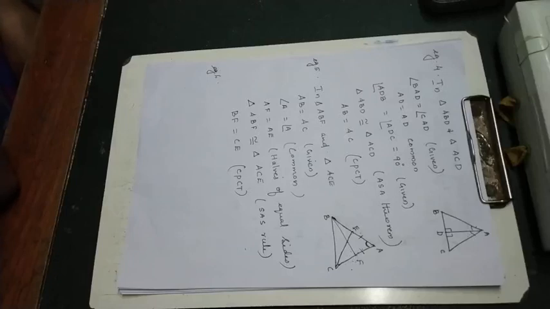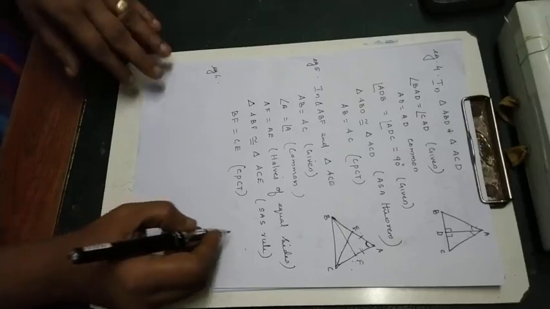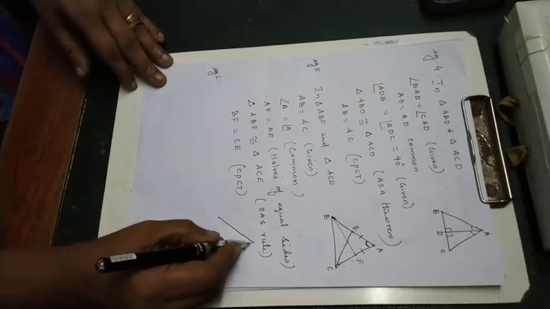Now sixth example. In an isosceles triangle ABC with AB equal to AC, D and E are points on BC such that BE equal to CD. You have to show that AD is equal to AE. Now let us draw that figure also.